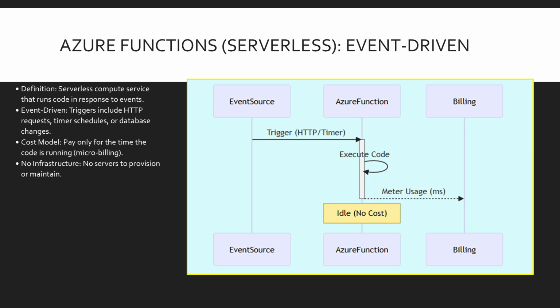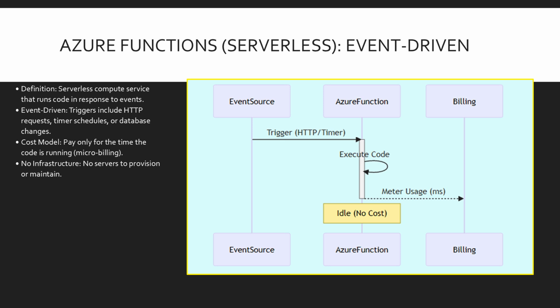Finally, we have Azure Functions, which represents serverless computing. Serverless doesn't mean there are no servers. It means the servers are abstracted away so completely that you never think about them. Azure Functions are event-driven. Code runs only when triggered by an event, such as an HTTP request, a timer, or a message arriving in a queue. The major advantage here is the cost model. Unlike VMs or App Service where you pay for reserved capacity, with Functions, you pay only for the exact milliseconds your code executes. If no events occur, you pay nothing. This is ideal for background tasks and sporadic workloads.